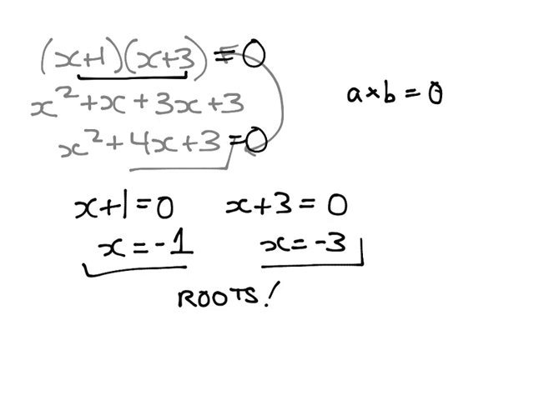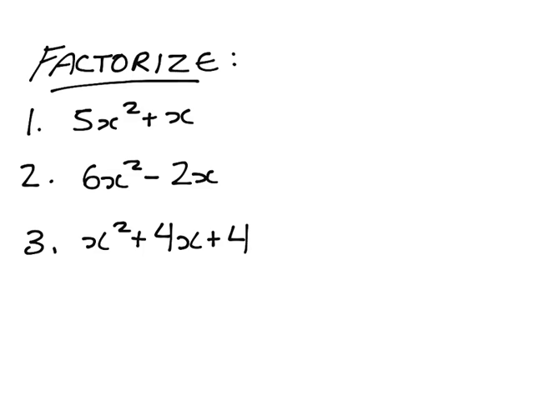Let's try some practice problems. Let's factorize these three. Try them by yourself and then we'll go over them. Okay, let's go over the answers. What do these two terms have in common? Only the x value. So we can take x out of both terms and then multiply it by what's left, which is 5x plus 1.